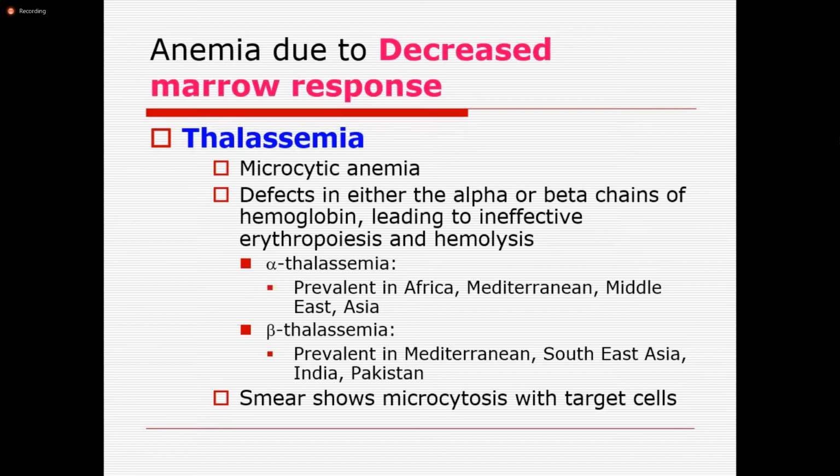Alpha thalassemia is prevalent in Africa, the Mediterranean, the Middle East, and Asia. Beta thalassemia is prevalent in the Mediterranean, South Asia, India, and Indo-Pak as well. We see a lot of cases of beta thalassemia, that's thalassemia major. Smear shows microcytes with target cells, but the RBC count will be high as compared to iron deficiency. Next, please.